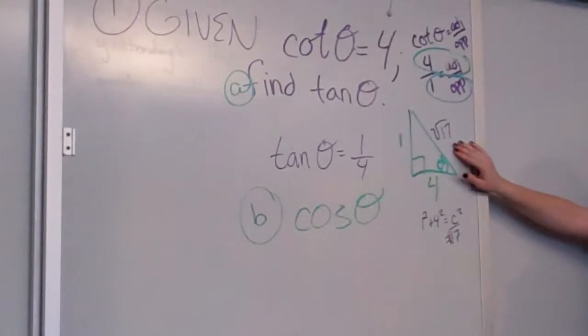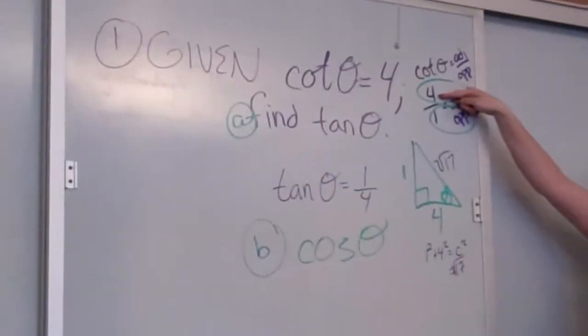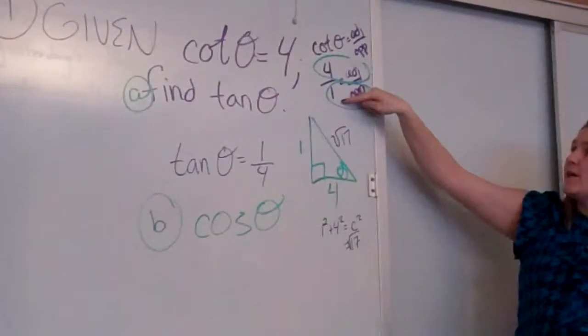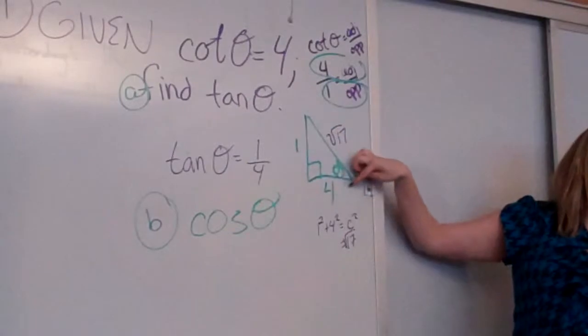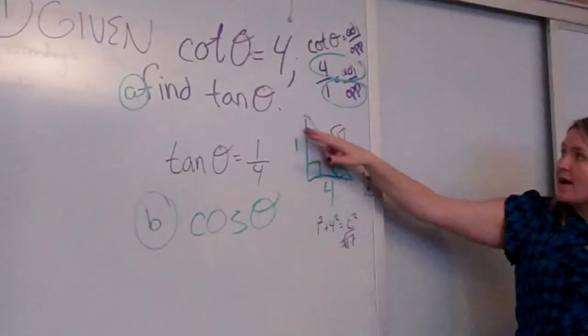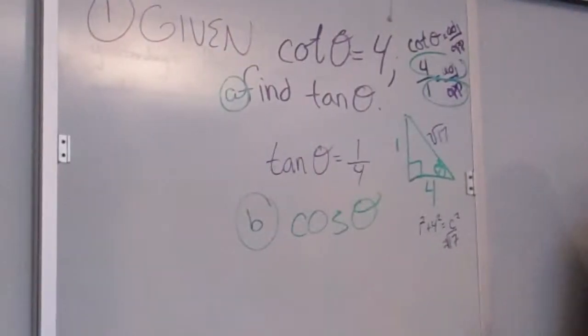Do you guys get that so far? Some of you look confused. Should I back up a minute? Let me just quickly go over it. We know that cotangent is adjacent over opposite, and we know the value is 4. We'll make that a fraction, 4 over 1. So adjacent is 4, the opposite is 1, and I relate that to a triangle. So I put my opposite 1, my adjacent 4, and then I figure out the missing side, if needed.